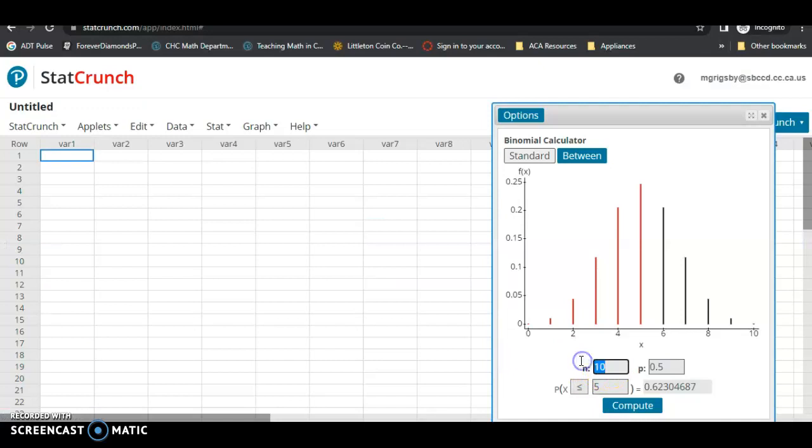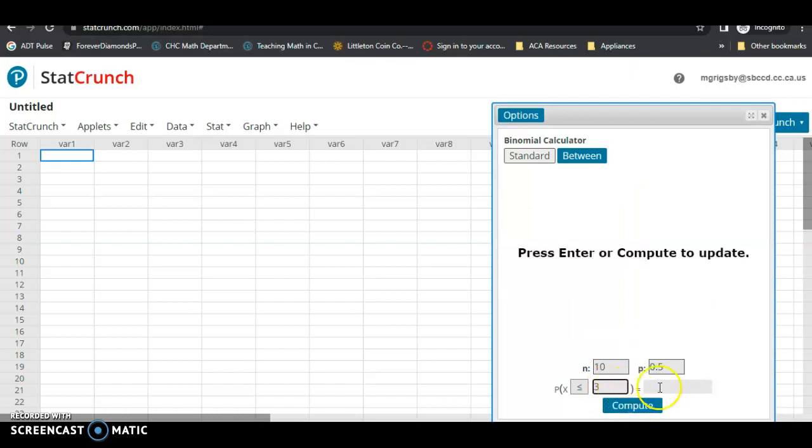Now we need to input this information into the calculator to get the probability. n is 10, and we don't need to change that. The probability of success is 0.5, and we don't need to change that. Since at most means less than or equal to, we're going to select the less than or equal to symbol. We want less than or equal to 3 births, so we're going to change that 5 to a 3, and then click Compute, and the probability will appear in this box here.